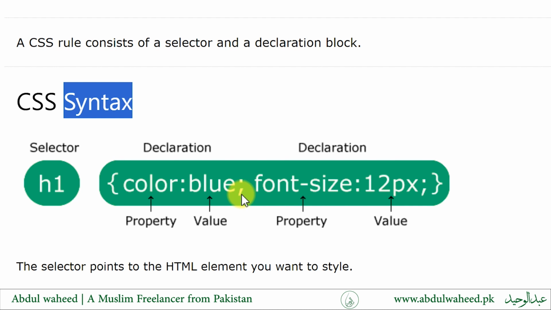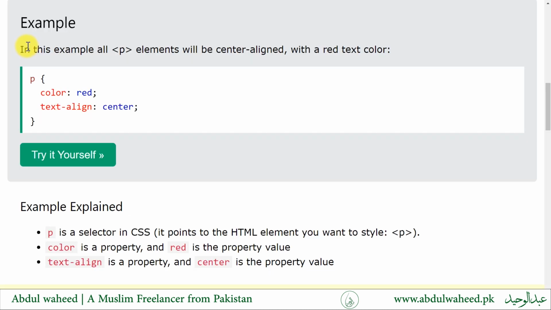If you want to declare more rules for the same selector, then write down another property name, then its value, followed by a colon and closed by a semicolon. Then at the very last is the closing curly brace. In this example, all P elements will be center aligned with red color text.